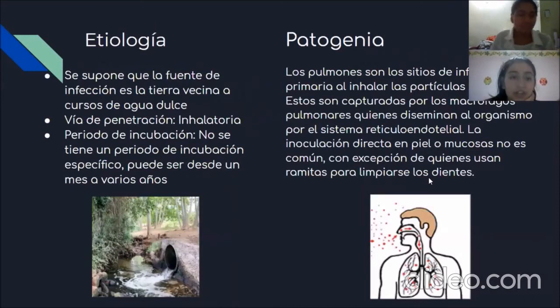Etiology. It is assumed that the source of infection is the soil next to freshwater courses. The route of infection is through inhalation, and the incubation period varies, from 1 month to several years.